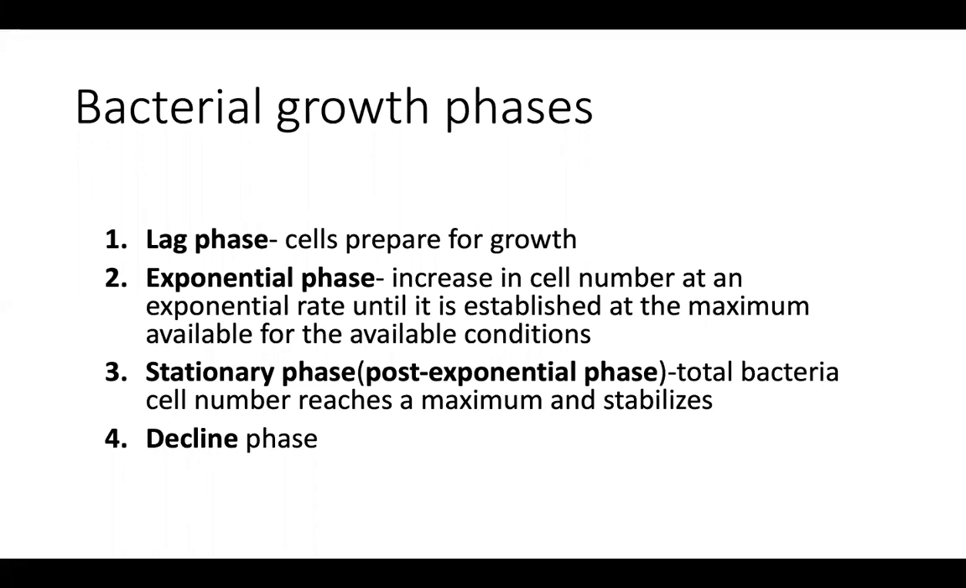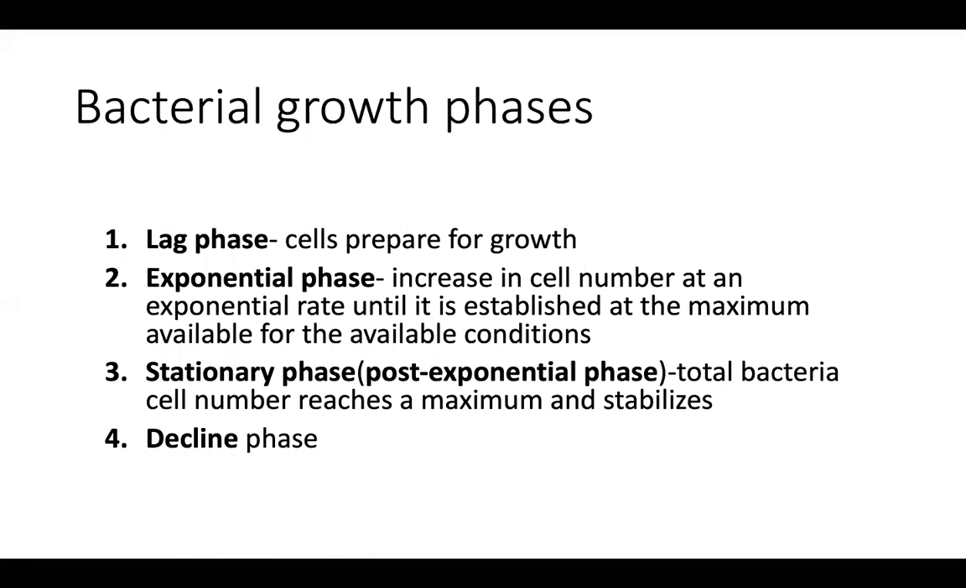Then we have the exponential phase, which is an increase in cell number at an exponential rate until it reaches the maximum available for the conditions, because you can see we are growing them either in a tube, the broth, and the petri dish for the solid medium. And so they can only grow so far because there is limited nutrition in that tube or in that petri dish. Then you have the stationary phase, which is also referred to as a post-exponential phase. And this is where the total bacterial cell number reaches a maximum and then stabilizes. Then you have the decline phase.